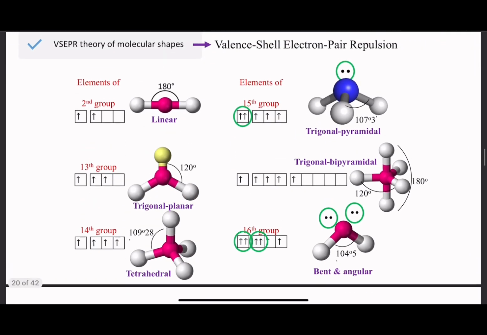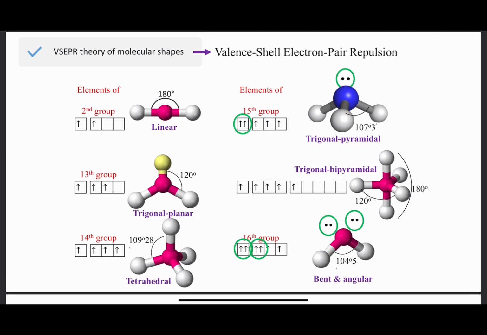Okay, so these are the shapes. This is the name of this guy, VSEPR, valence shell electron pair repulsion. You know why it's called like this? The pair repulsion means pushing away from each other.